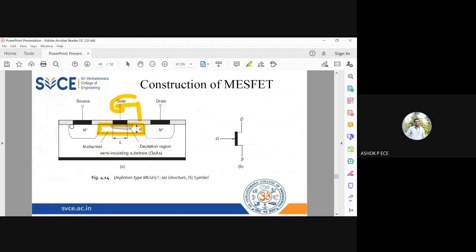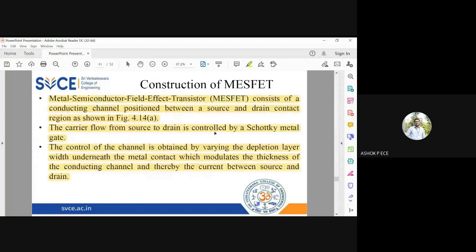On either side, I diffuse two heavily doped N plus regions. I put a metal layer above them, which is fabricated as the source and drain. So the gate sits on top of the normal N region, whereas the source and drain sit on top of the heavily doped region, which you call the N plus region.